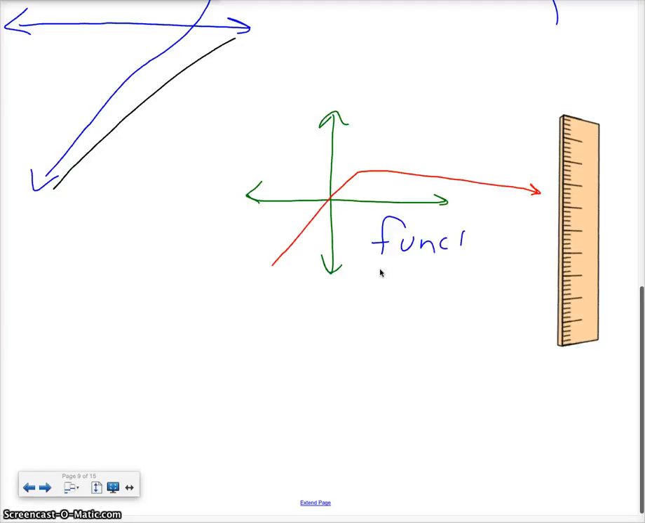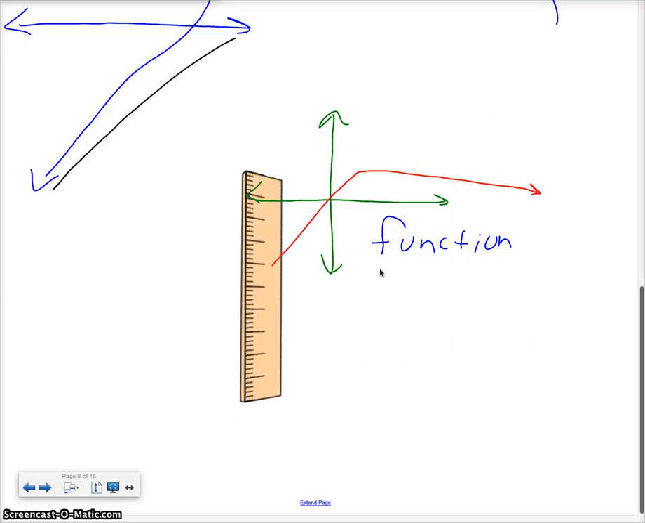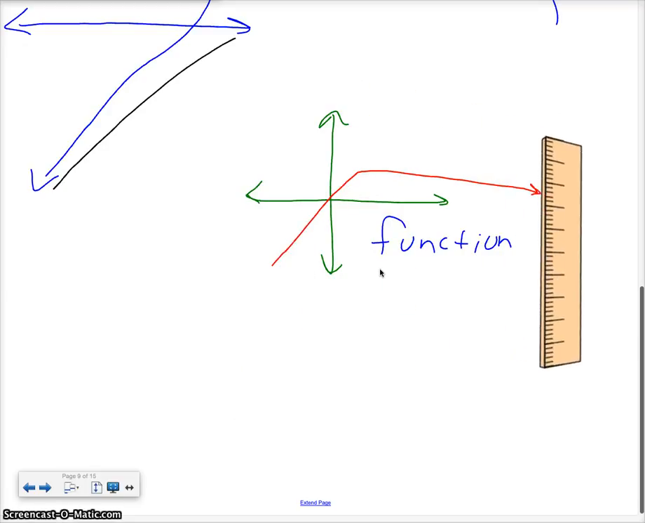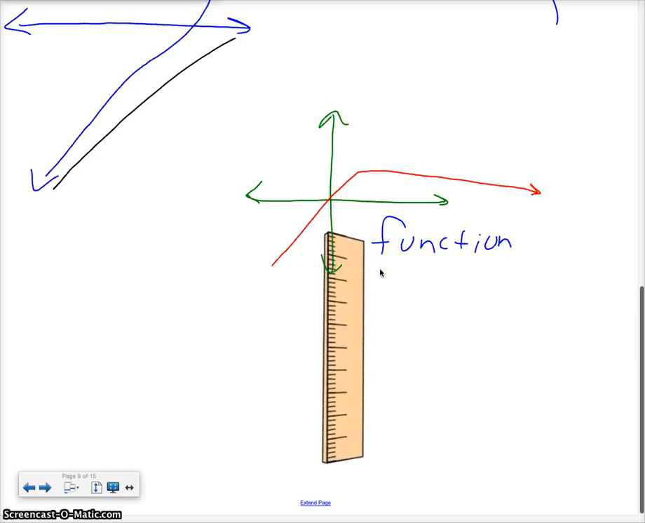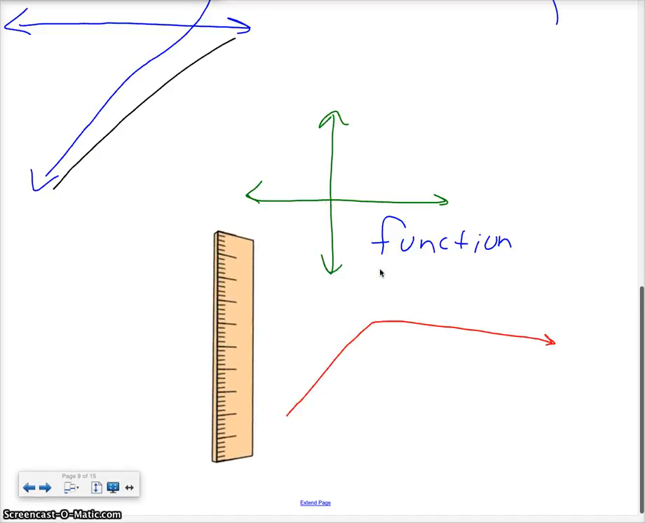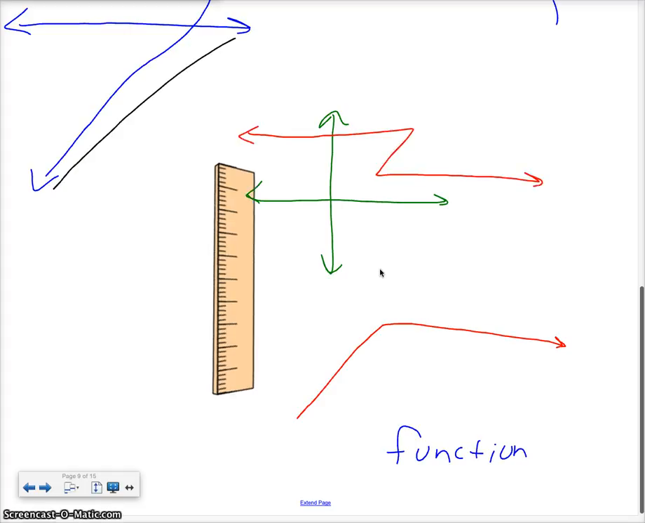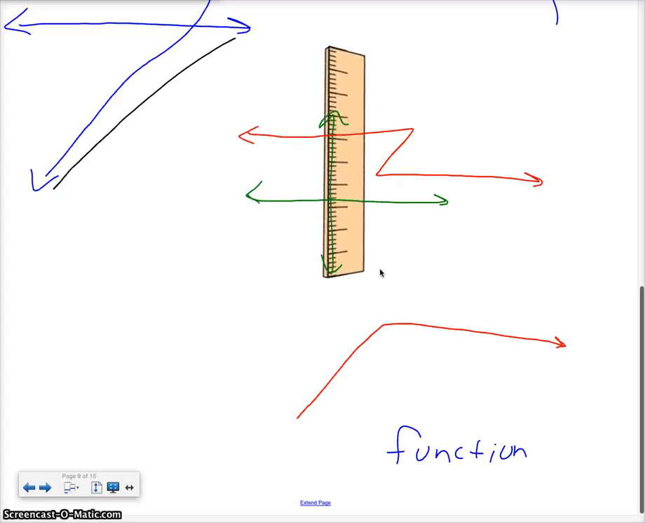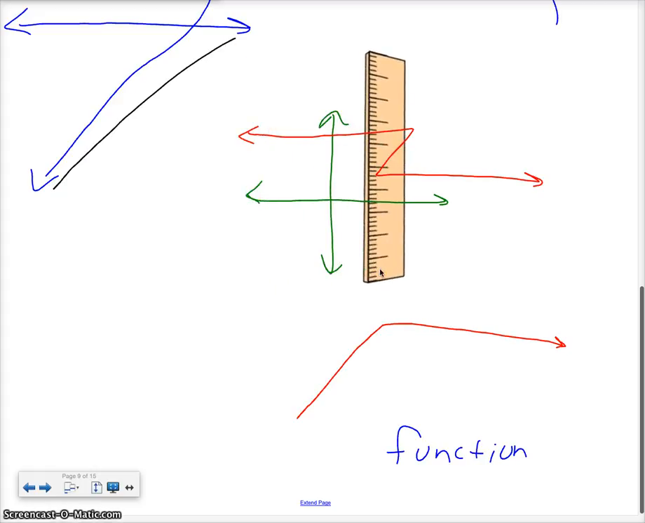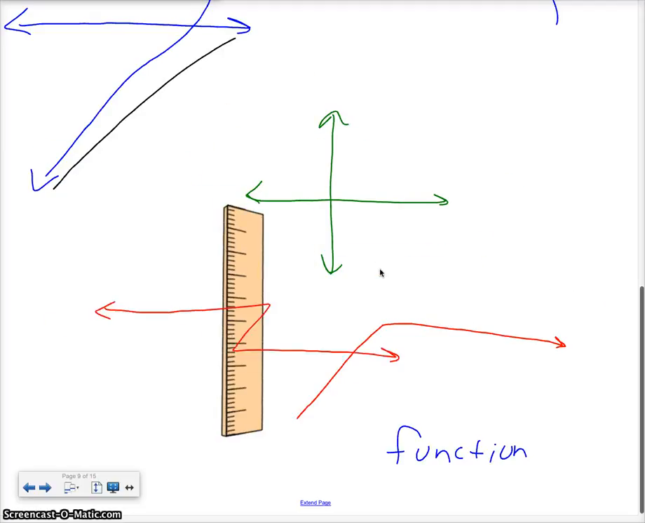You see what I'm doing? I'm taking my vertical line and I'm just making sure that my vertical line only goes through the graph one time for each x. Okay, then what about this one? No way, Jose. Well, let me check. Yep. Nope. Nope. There's three of them. It went through three of them. Can't go through three. You should only go through one.